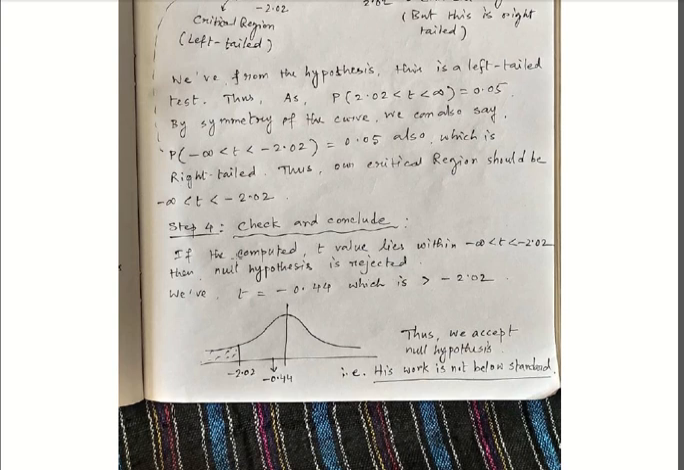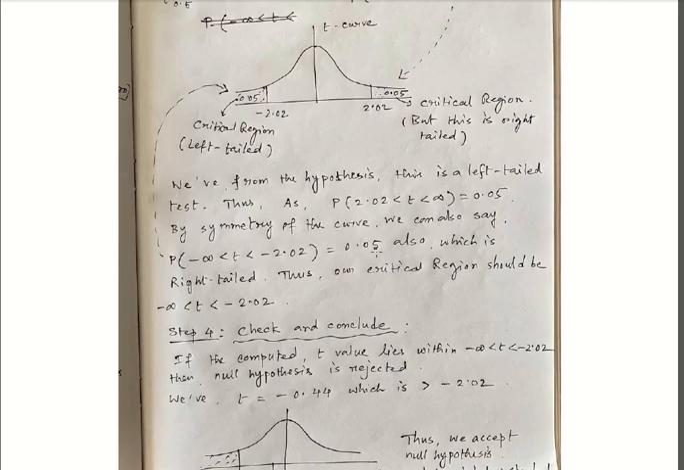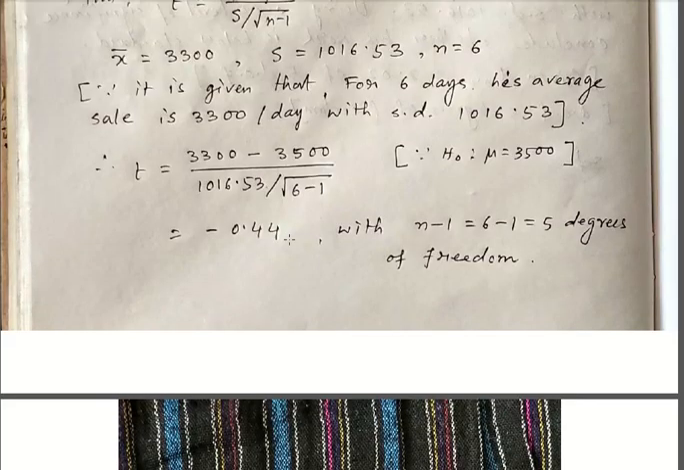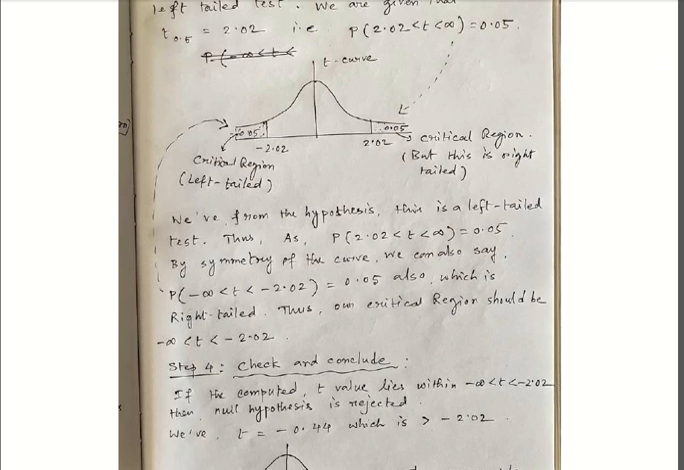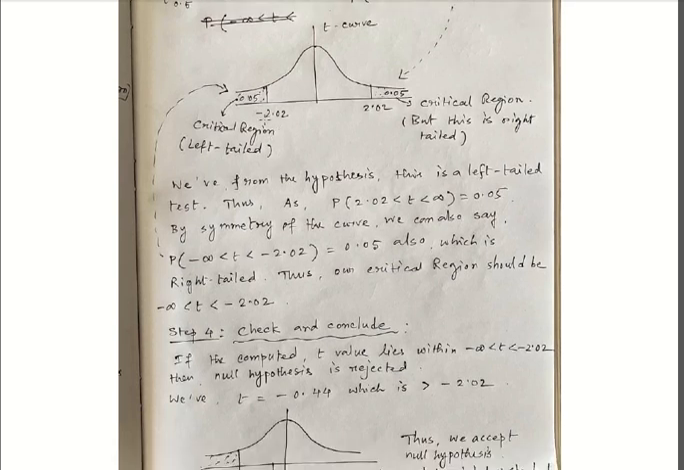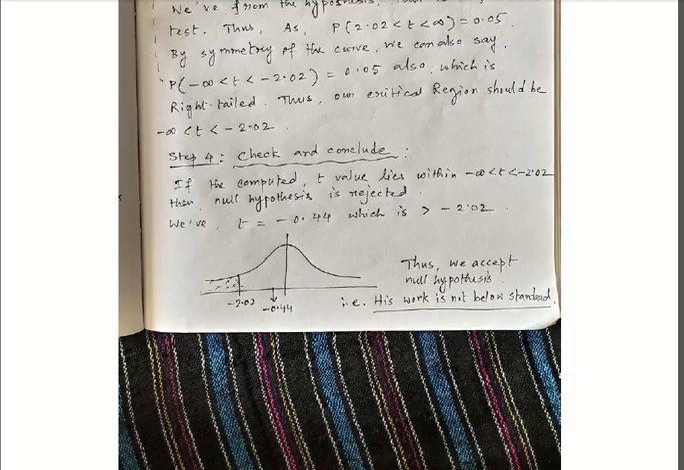Now step 4 is check and conclude. Check and conclude means now you just need to check the t value, whatever we have. The t value is minus 0.44. Does it lie inside this critical region or not? Minus 0.44 is some point between minus 2.02 and 0, that is, in between this region. Our critical region is minus infinity to minus 2.02. So basically it is outside the critical region.